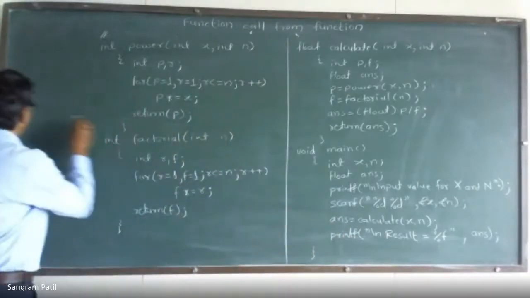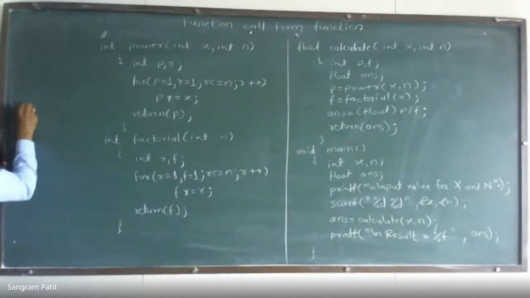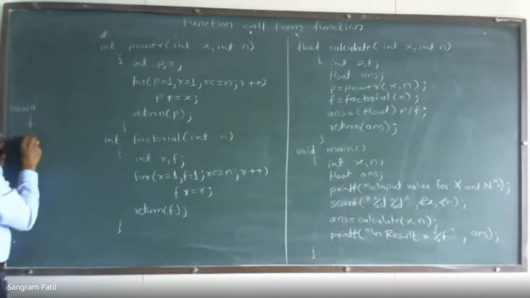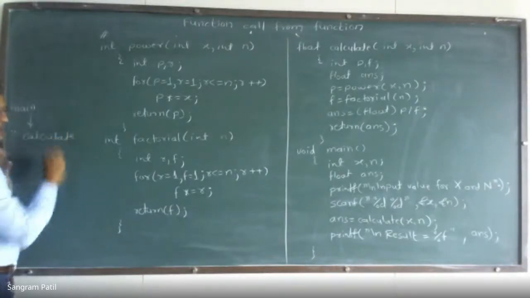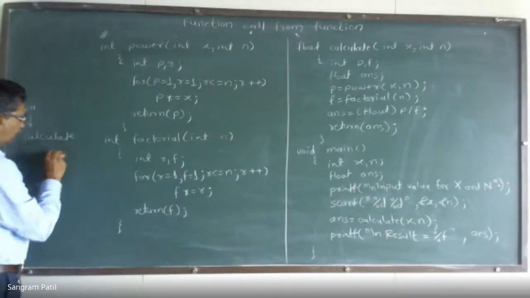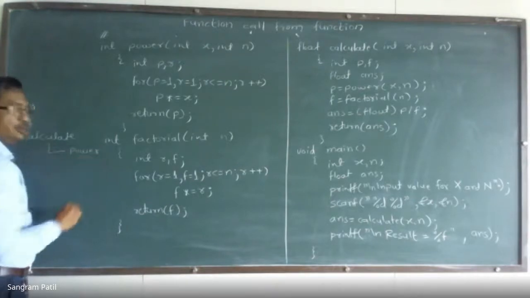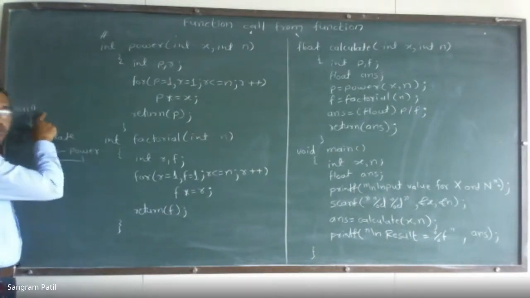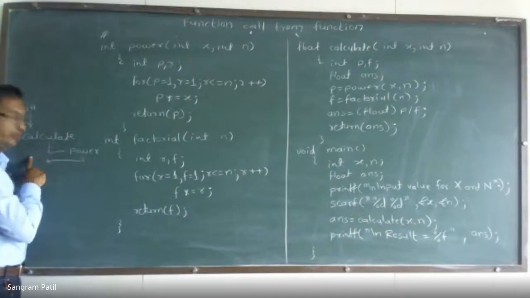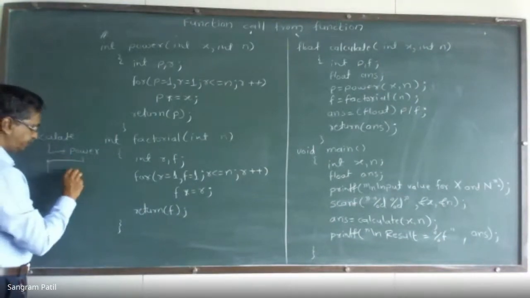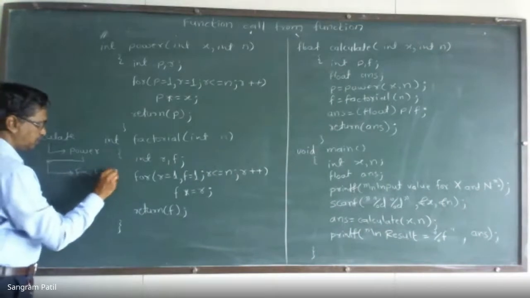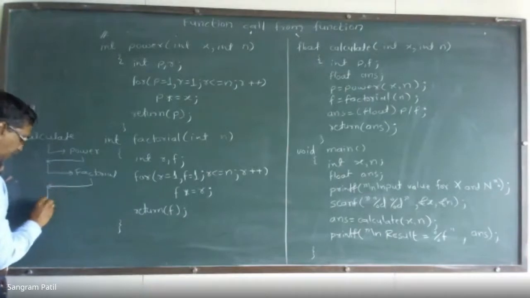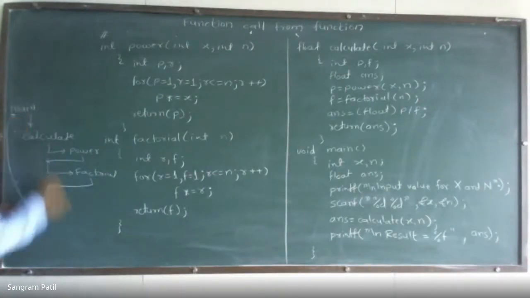So here now we are calling first. We are executing the main program first. From main, we are calling calculate. From calculate, we are calling power. So when power returns, it comes back to calculate itself. It won't go to the main program. Your function always returns to the calling program. Then it calculates factorial, and when it returns from factorial, it comes back to calculate. Then it completes calculate, and from calculate, it comes back to the main program.